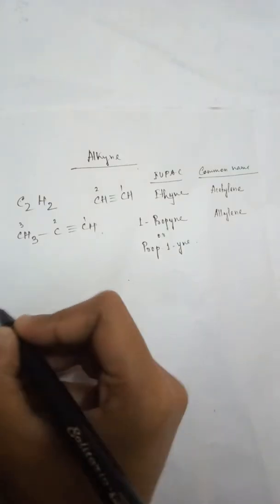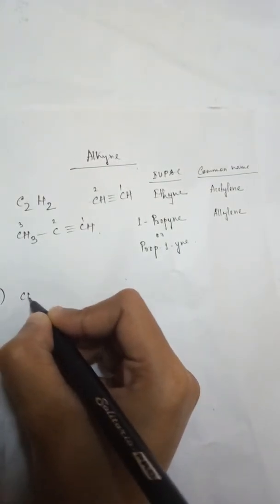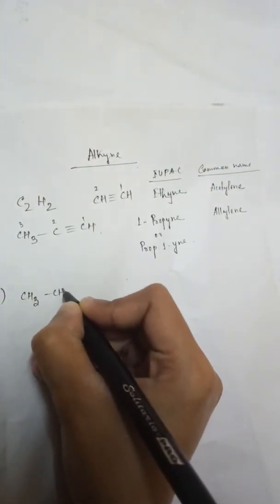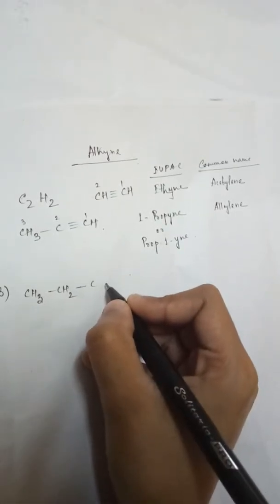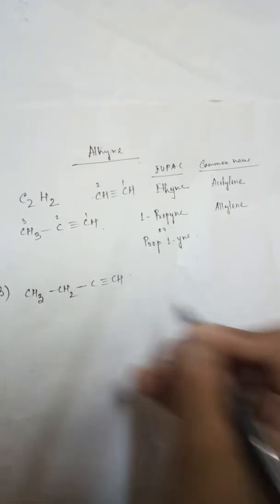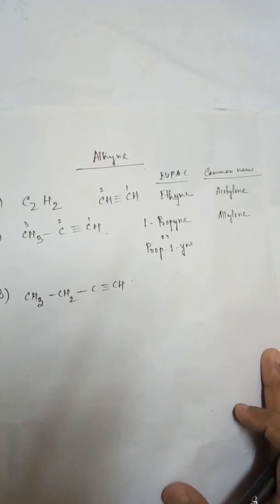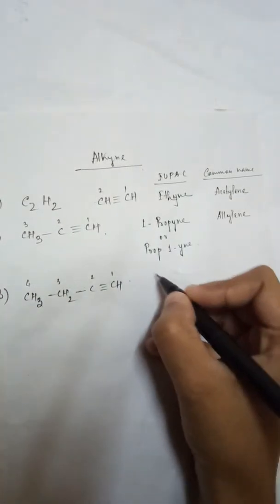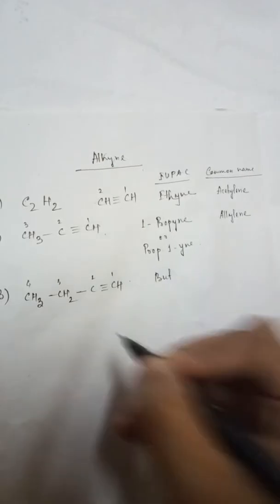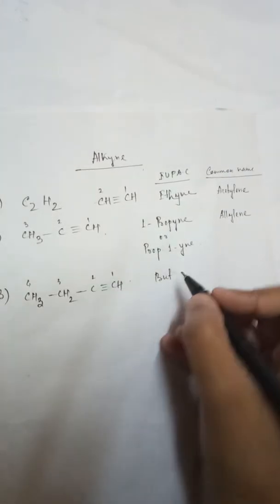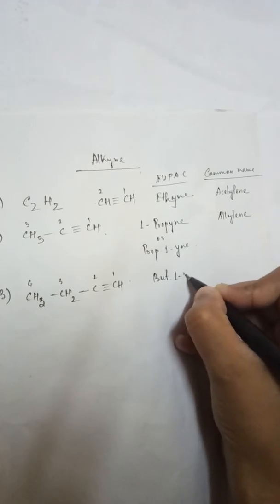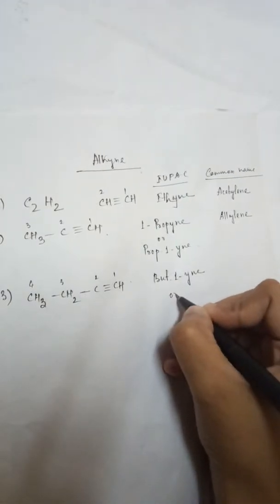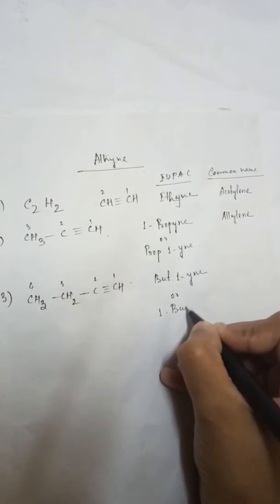Okay, now come to the third example. We are just increasing the number of carbon atoms in the main chain, right? So here the total number of carbon atoms is 4. So for 4, the root name is but. The triple bond starts from carbon 1, and it is an alkyne compound, so suffix "-yne". So the name is but-1-yne, or we can also write 1-butyne.